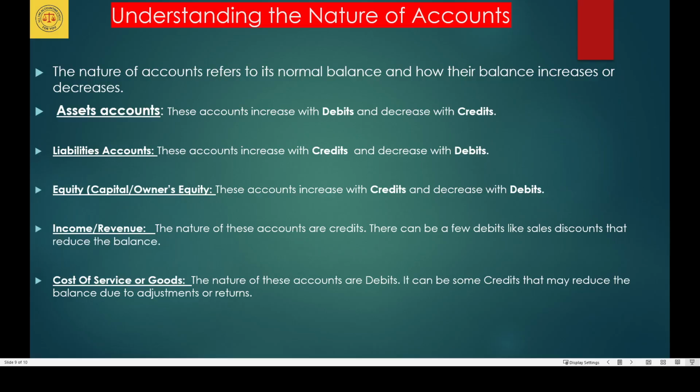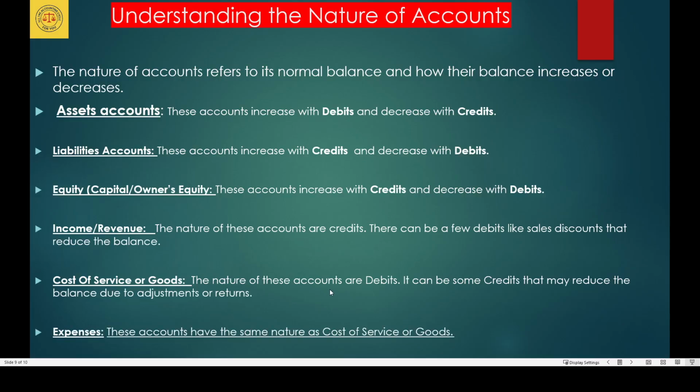The cost of service or cost of goods is naturally a debit, the opposite of income. So again, most transactions in cost of goods should be debits, except for a few, like a credit that may reduce the balance. We will receive some credits from our vendors. We buy inventory and they send us a credit because we pay early or because we return things. So that's going to be a credit journal entry to that account.